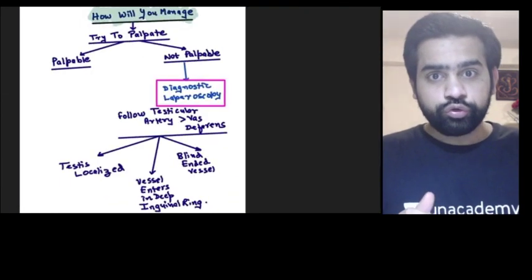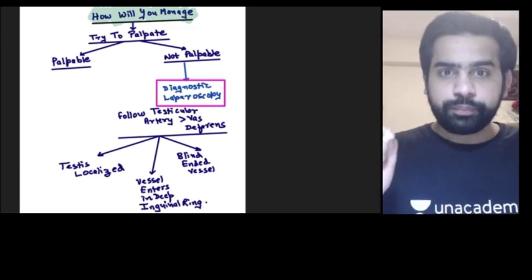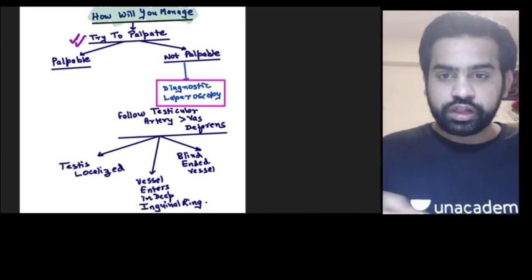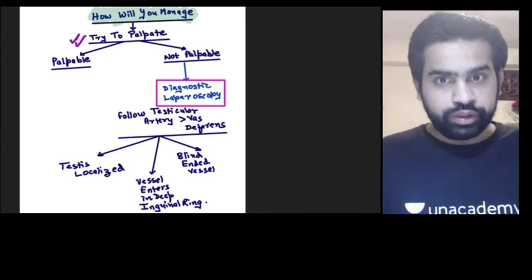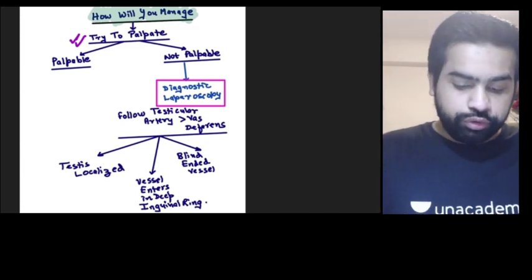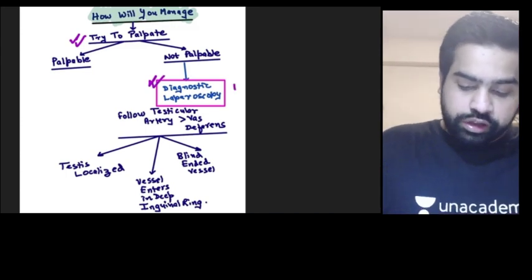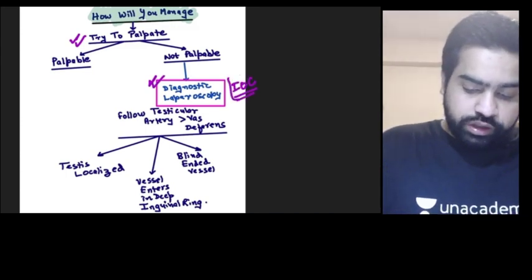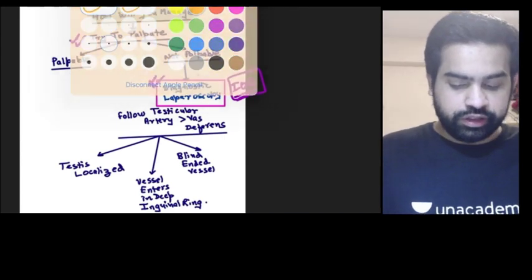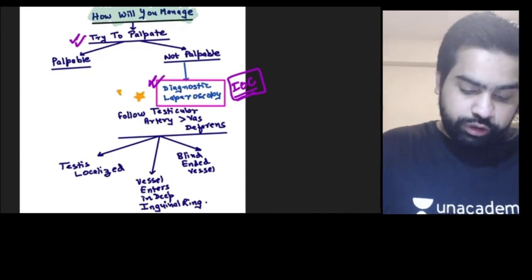Now let us walk you through the management protocol of an undescended testes. Whenever you have a patient of an undescended testes, you try to palpate the testes in the inguinal canal. If you are able to do that, well and good. If you are not able to, then you go for a diagnostic laparoscopy. So please understand, this is in fact the investigation of choice for detecting an undescended testes. It is a very important MCQ. You need to remember this.